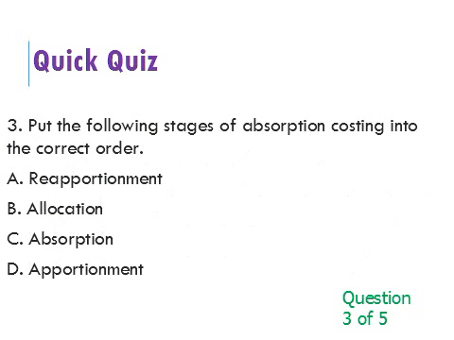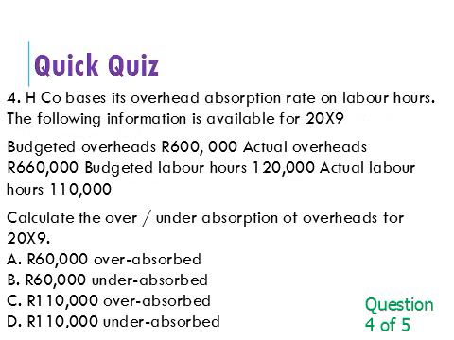Question 3. Put the following stages of absorption costing into the correct order. A. Reapportionment. B. Allocation. C. Absorption. D. Apportionment.